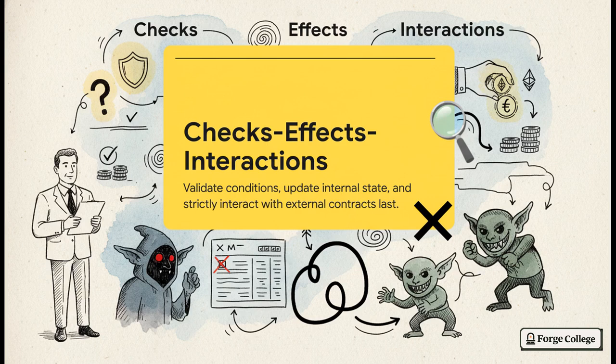Third, and strictly last, you interact. You hand over their coat, or in our case, you actually send the external token or ether. Because if you interact before you update your internal effect, digital goblins are going to create recursive loops and literally drain your contract dry. No way we're letting that happen.